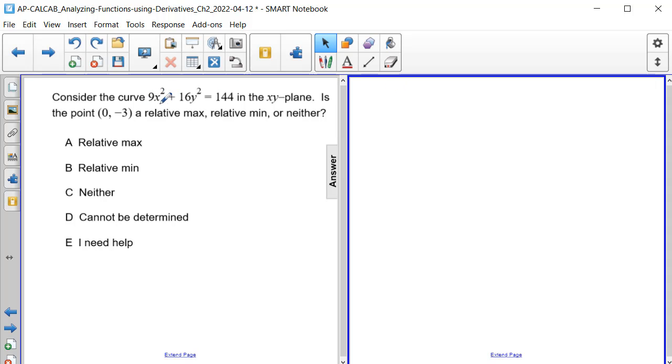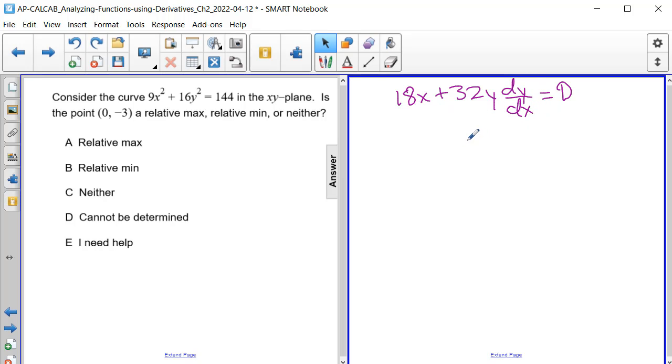When we differentiate 9x squared with respect to x, we will end up getting 18x. And then if we differentiate the next term with respect to x, we will get plus 32y times dy over dx. And then we have is equal to, the derivative of any constant, including 144, is 0. And now we can solve this equation for dy over dx.